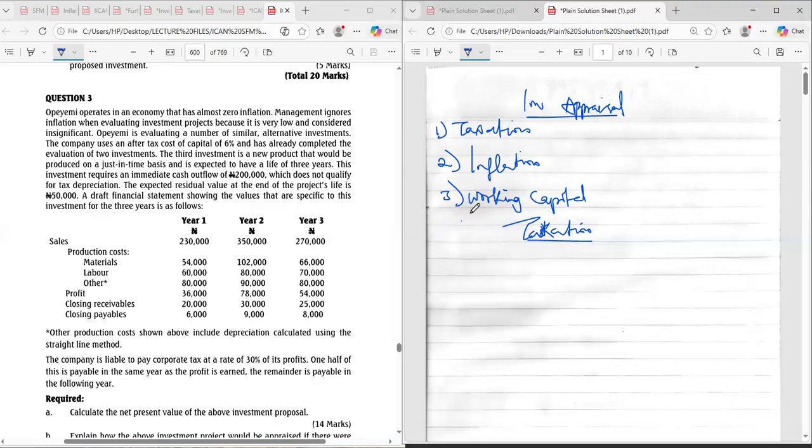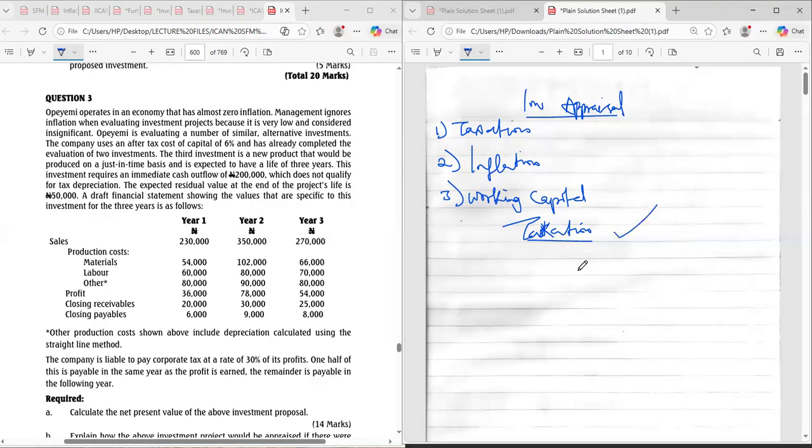Then the last part, which is very, very important, is that taxes are charged on profit, not cash flow. I've already told you the difference between cash flow and profit, which is non-cash transactions, such as depreciation, notional cost, and the likes. That is all about taxation, so please take note of that.